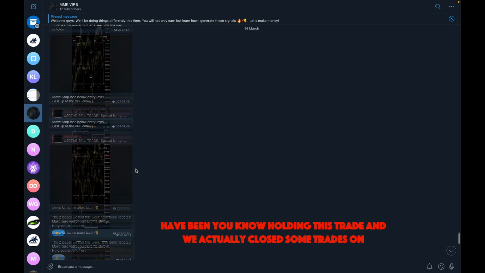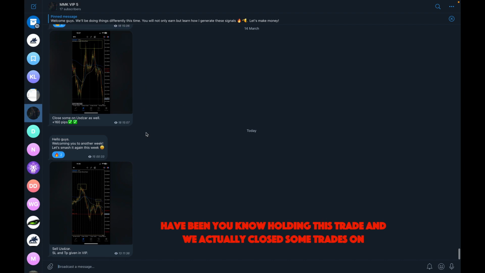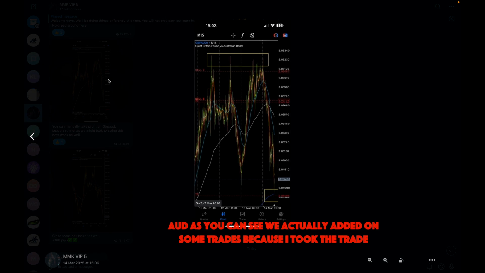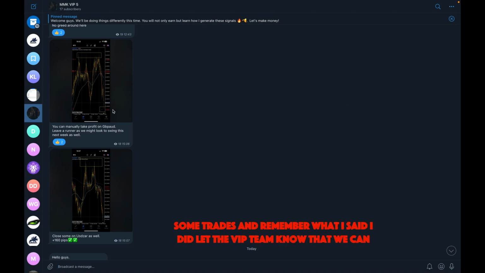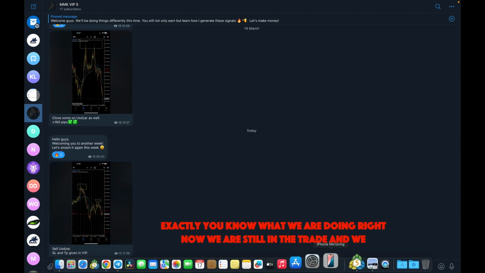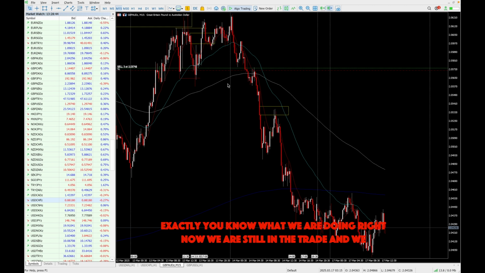Right, so we have been holding this trade, and we actually closed some trades on AUD. As you can see, we actually added on some trades because I took the trade right here, and more trades right here to maximize profits, right? So we did close some trades, and remember what I said, I did let the VIP team know that we can leave a runner, as we might look to swing this next week as well. So that is exactly what we are doing right now. We are still in the trade, and we would like to see this trade move all the way down.